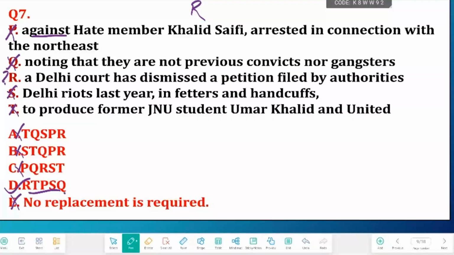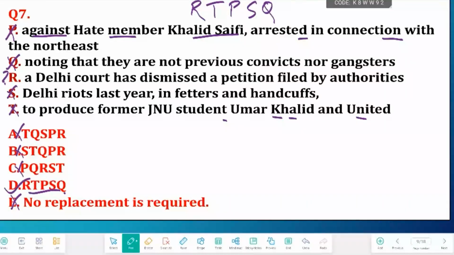So we'll do that. What is statement R? A Delhi court has dismissed a petition filed by authorities. R के बाद T, so T पढ़ेंगे. A Delhi court has dismissed a petition filed by authorities to produce former JNU student Umar Khalid and united against hate member. That is your P statement. And united against hate member Khalid Saifi arrested in connection with the Northeast. So आपका क्या बन गया? R के बाद T, T के बाद P, P के बाद S है और Q है, ठीक है ना?